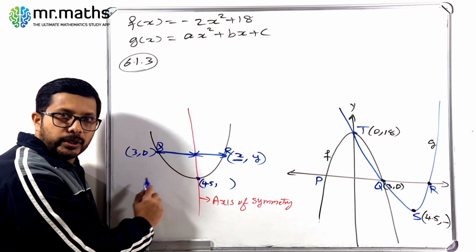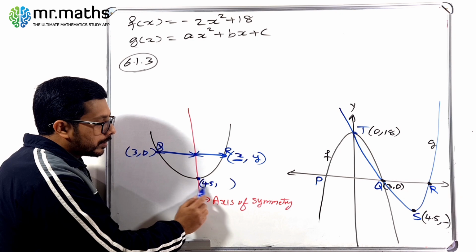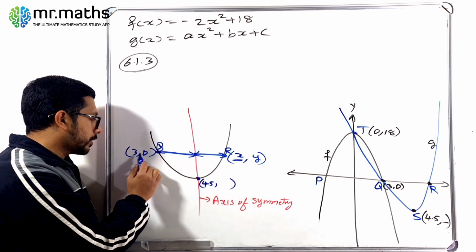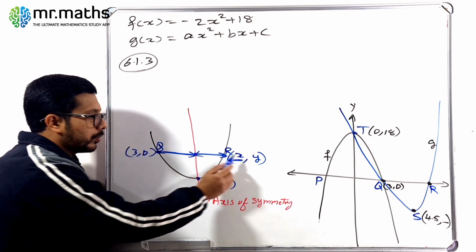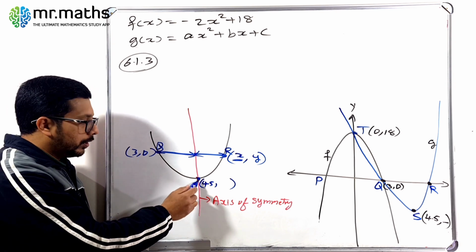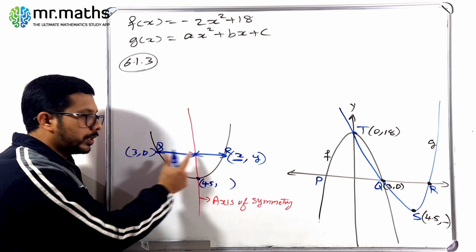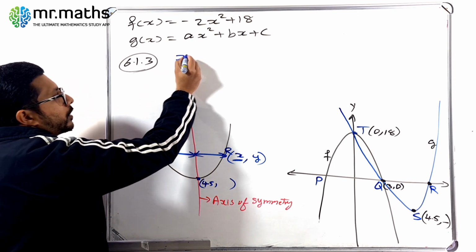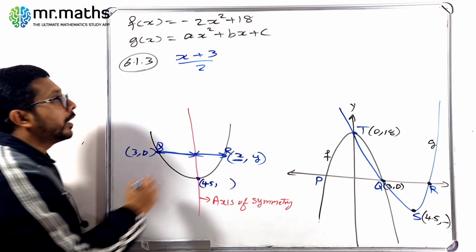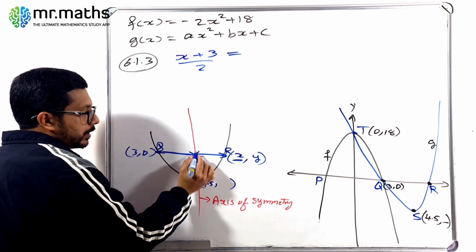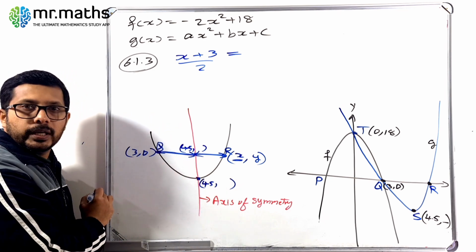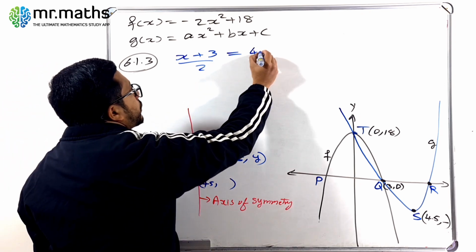So at this point the x value is 4.5. How can you find this middle point 4.5? You use the midpoint formula. If you add x plus 3, the x value here is 3, x plus 3 divided by 2, you are supposed to get 4.5, because this is the middle point. These two distances are the same. I'm applying the midpoint formula, and the answer we are supposed to get is 4.5.